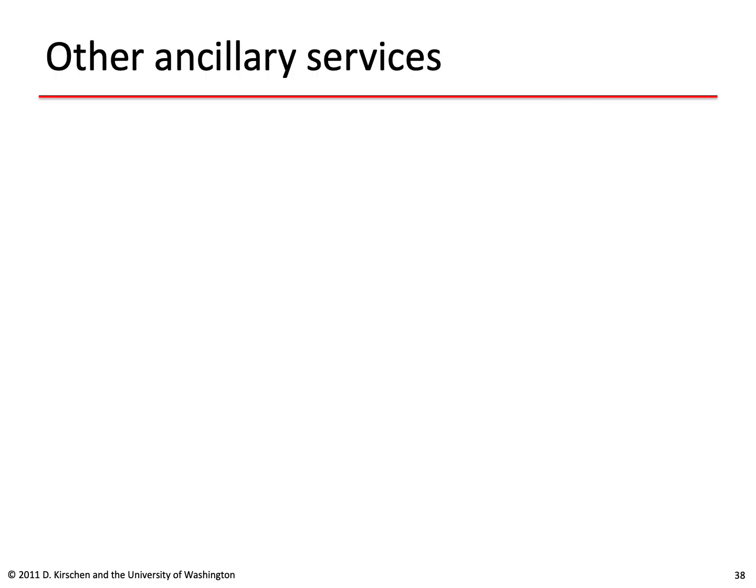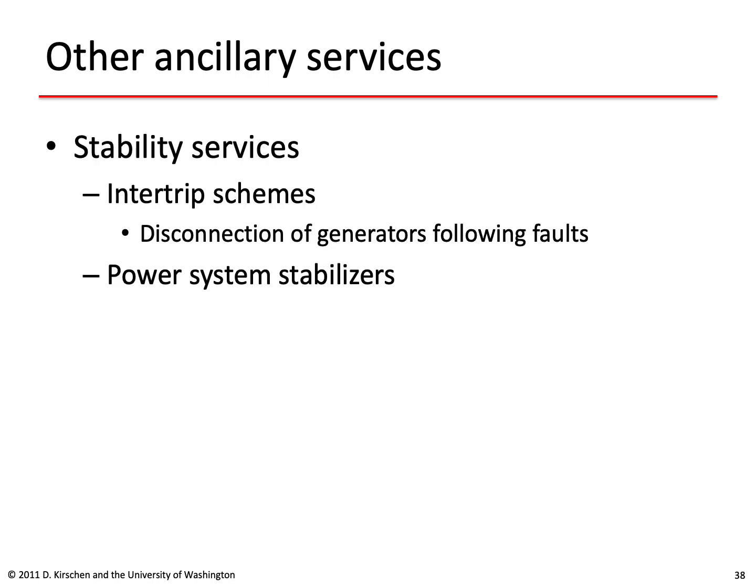System operators will also need to provide two other types of ancillary services. The first one is stability services, and that can involve things like intertrip schemes that will disconnect generators following the occurrence of a fault. Another form of a stability service is the installation of power system stabilizers. Generating companies want to be paid for providing these services because they feel that they are providing something to the system as a whole rather than something that benefits just themselves.